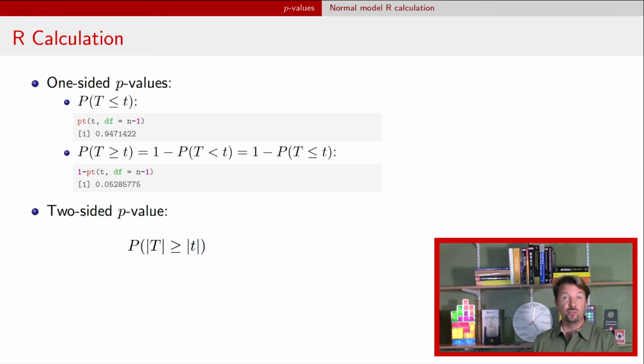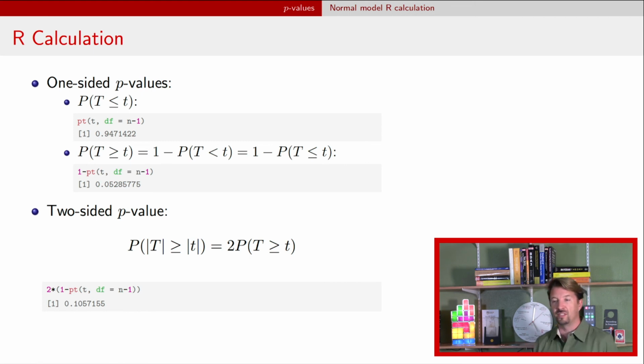Now to calculate our two-sided p-value, we can use that same idea we had in the previous slide, where we have the two areas being equal. And so this probability is just equal to twice the probability that t is greater than the observed t. And we find that it's about 0.11.